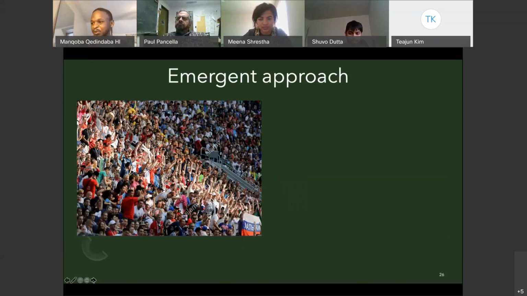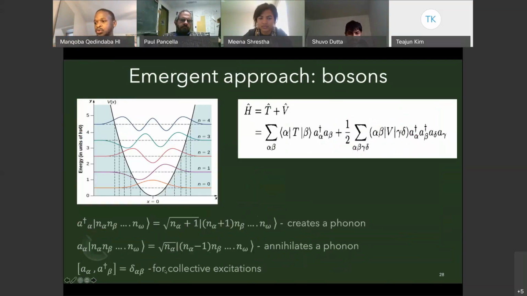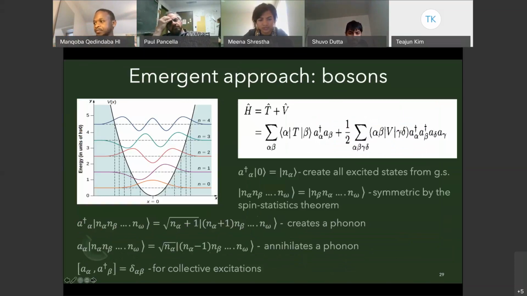Does that make sense? And how can we do this mathematically? I already told you that we can connect this to the harmonic oscillator. So all of those excitations can be modeled by using the harmonic oscillator. Okay, I hope that concept makes sense. Precisely, we can do that for bosons. Bosons follow this commutation relation. I won't get into the details here, but basically, starting from the ground state, we can apply this operator and get all the excited states. And these are the excitons.